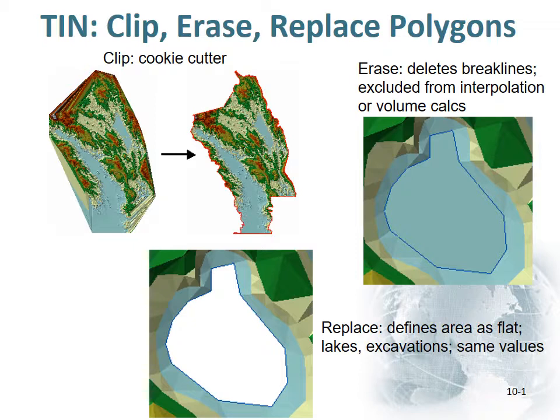Once you generate a raw tin, you're not necessarily done, and you have a little bit of flexibility if you need to further redefine it beyond using mass points and break lines. You can do these more powerful operations to further modify your data sets.